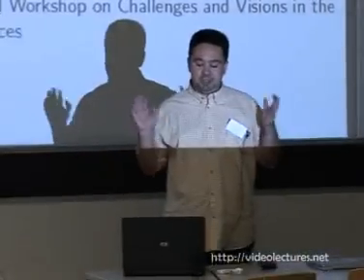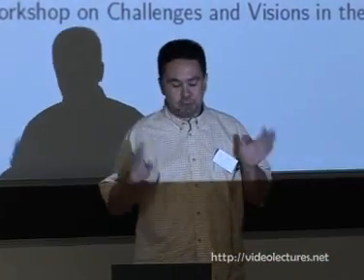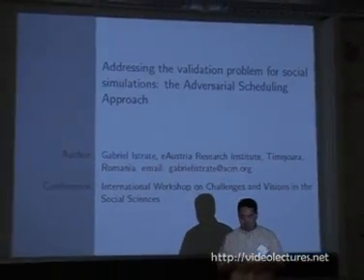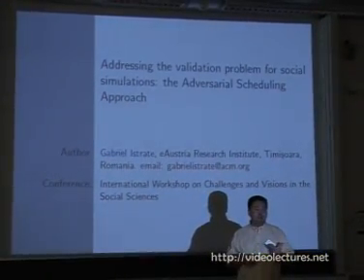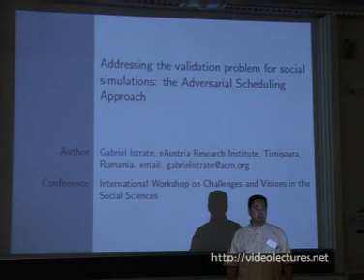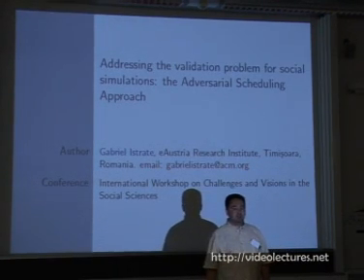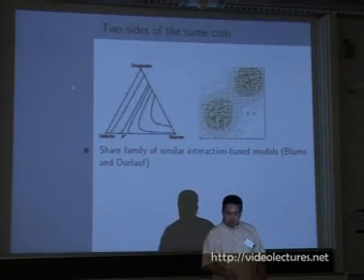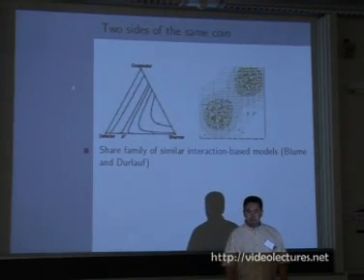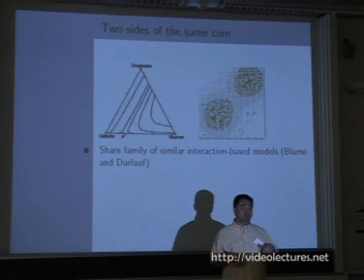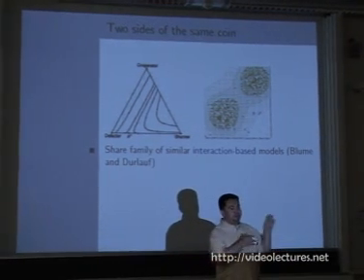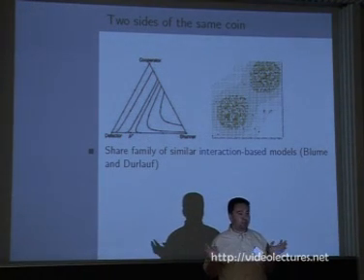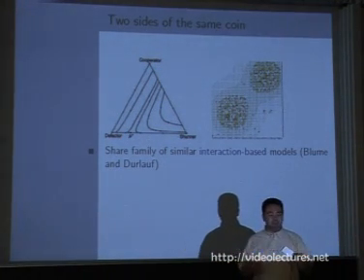The title is Addressing the Validation Problem for Social Simulations, and I should add the game theoretic models. And one extra bit of information is that it's about a particular approach that I've been developing called the adversarial scheduling approach. And as far as I'm concerned, evolutionary game theory and mathematical models in that area and agent-based social simulation, or social simulation for that matter, are just two sides of the same coin.